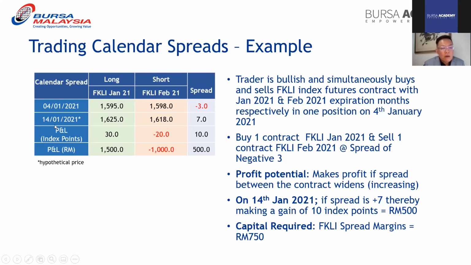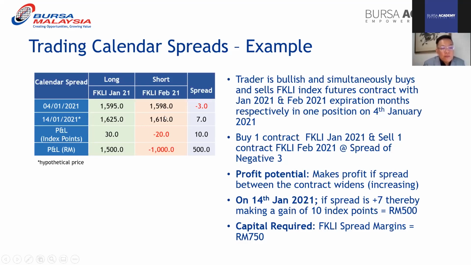Now on the 14th of January, incidentally today, I just put basically a 10-day difference. These are hypothetical prices. I haven't seen the closing prices for FKLI today yet. So what is my profit potential in this strategy? My profit potential is if the spread between these two contracts increases or widens. Now it is -3. So if it widens larger, moving to a more positive figure, then I will make money.